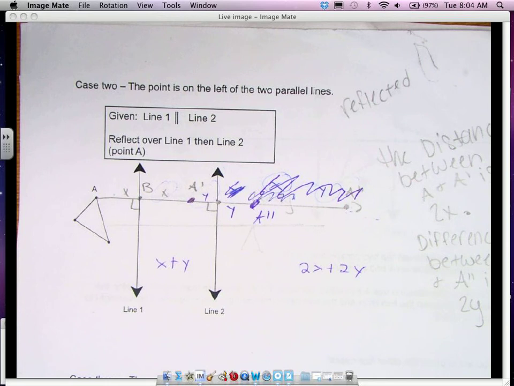Is 2y. Okay, so what is the distance between line 1 and line 2? X plus y. Okay, and what is the distance between A and A naught naught? 2x plus 2y. Okay, so it's double the distance, which is the whole point of this, is to find that the distance between line 1 and line 2 is half the distance between A and A prime. That was perfect. Thank you very much.